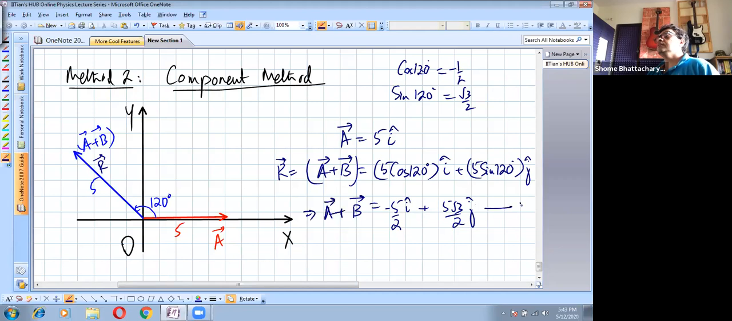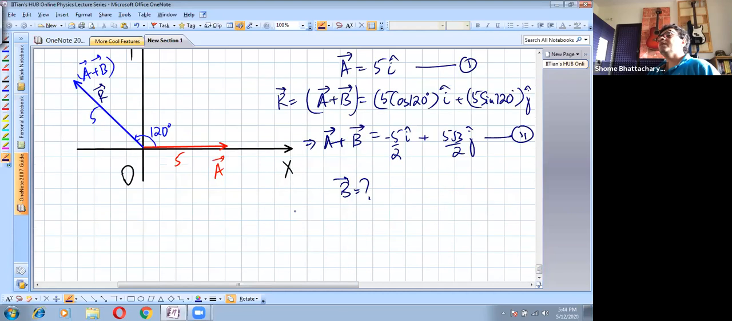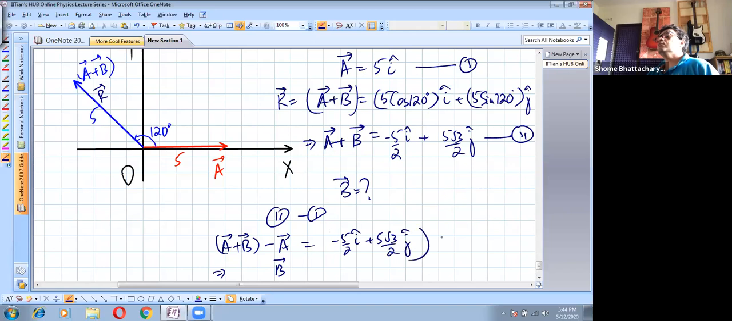So this is vector A plus B, and this is vector A. Now I want to do what? I want to find out the vector B. So just subtract the two equations. So equation 2 minus equation 1 is A plus B minus A on the left hand side, so that is nothing but vector B. On the right hand side, it is minus 5 by 2 i cap plus 5 root 3 by 2 j cap minus the vector A, which was just 5 i cap.